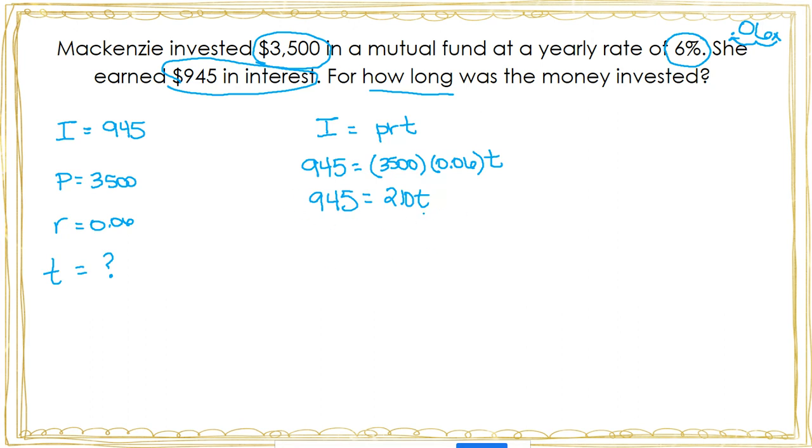Now I see that I have a normal equation, and I want to isolate my variable of T, so I need to get rid of my 210. I'm going to do that by dividing by 210 on both sides of my equation. These would cancel to leave me with T and my equal sign, and 945 divided by 210 is 4.5. This means that the money was invested for 4.5 years.